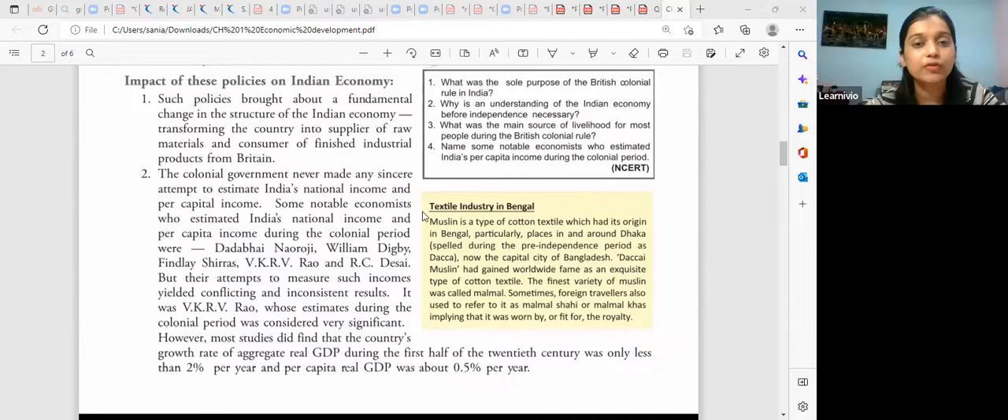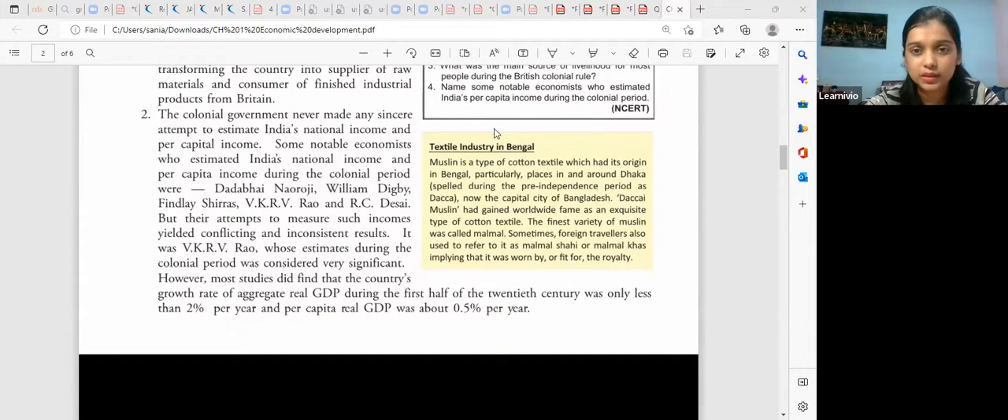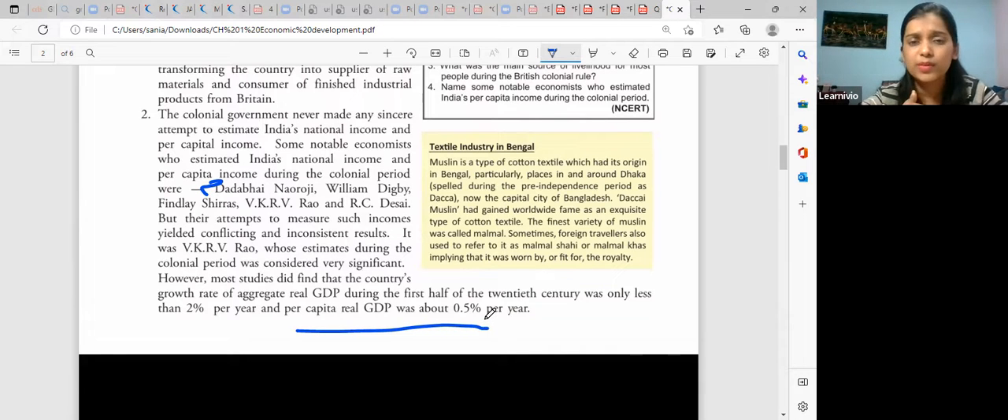Now, there were a few economists who researched the Indian economy, such as the per capita income and everything. These are the economists: Dadabhai Naoroji, William Digby, Findlay Shirras, V.K.R.V. Rao, R.C. Desai. There are lots of people, but these were the economists who studied real GDP and all that, and after that they came to know the structure, right? But I'm a normal person. I don't know what the growth rate is, right? You and I are not aware of that.